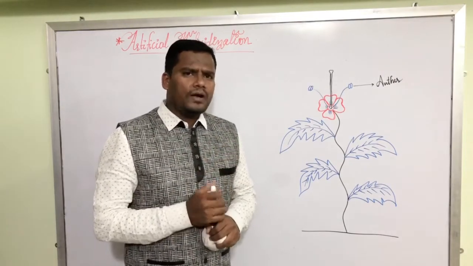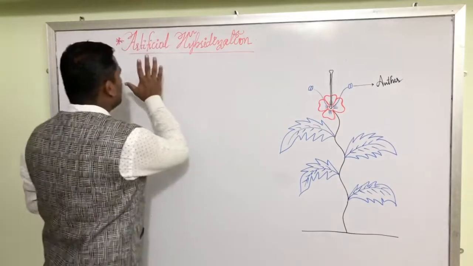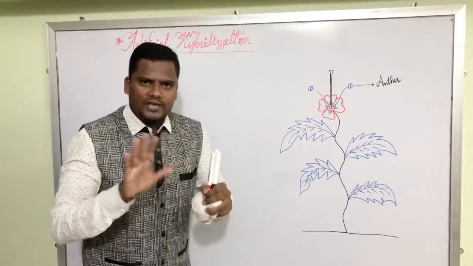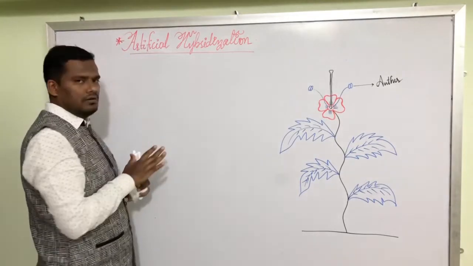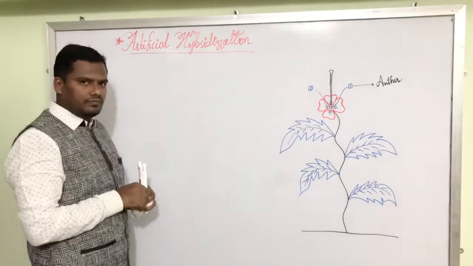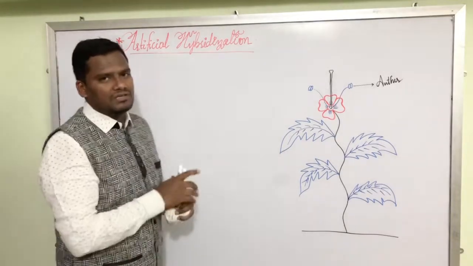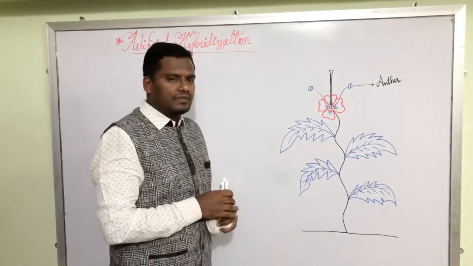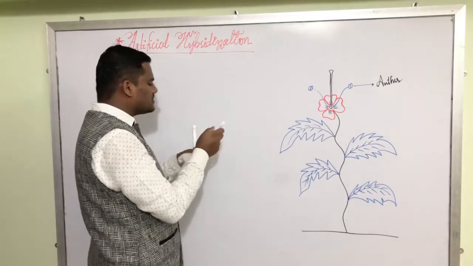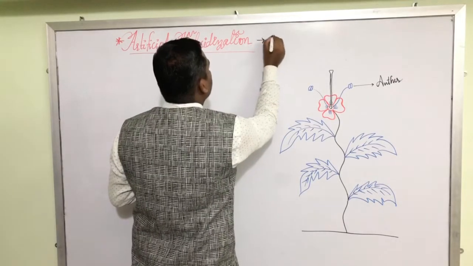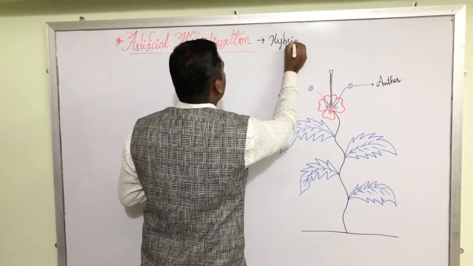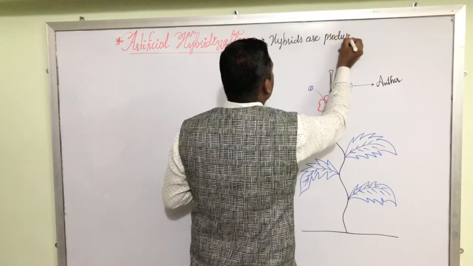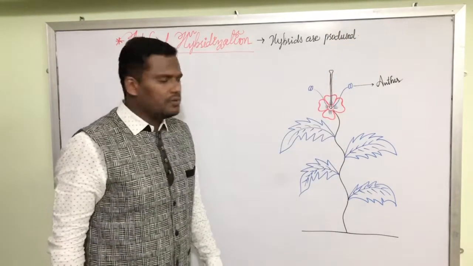Now, in this video, we're going to understand artificial hybridization. Artificial means definitely it is not natural, it is man-made. Hybridization. What do you mean by hybridization? Hybridization means the process of formation of hybrids. That means in the hybridization process, hybrids are produced.